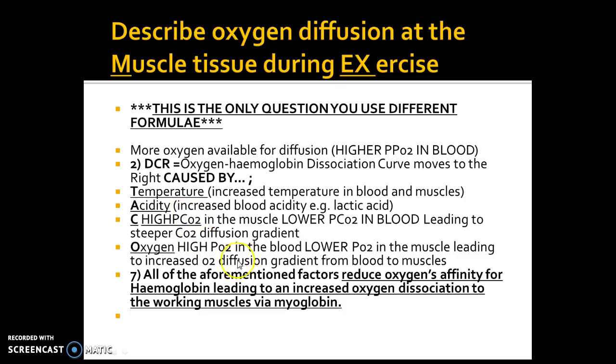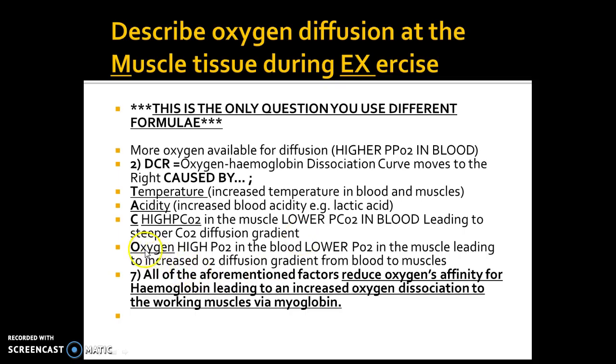Next, the C talks about the partial pressures of CO2. So as we know, because we've got a high PPO2 in the blood and a low PPO2 in the muscle cell, we know that on the flip side there must be a high ppCO2 in the muscle and a low ppCO2 in the blood, leading to a steeper CO2 diffusion gradient. So there are some similarities, as you can see here, to what we've done before with the GASP-DD protocol.